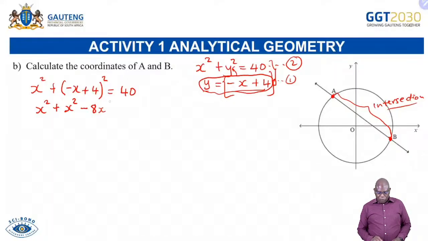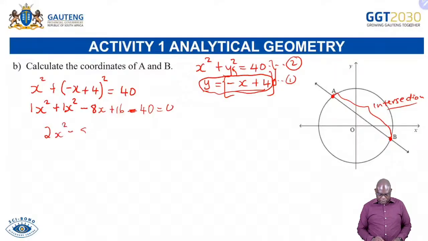And then 4 squared will give me 16, and that will be equals to 40. Let me take the 40 to this side because I just want to have a quadratic equation. And x squared plus x squared is not x to the power 4, my boys and girls. It is one of them plus one of them, so it is two of them.